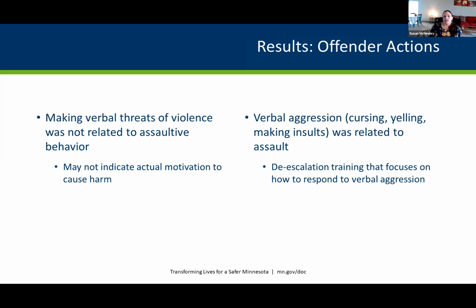Rather than threats, verbal aggression, which included shouting, cursing, and making insults, was related to higher odds of assault. So these types of communication could be a better indicator of the offender's state of mind, and so they may be better flags that an assault will happen. So it's really important to consider how staff respond to verbal aggression, because in this part of an interaction, officers could be able to de-escalate the tension and prevent violence, or they could make things worse. And so training really needs to focus on those sorts of situations and how to de-escalate them.